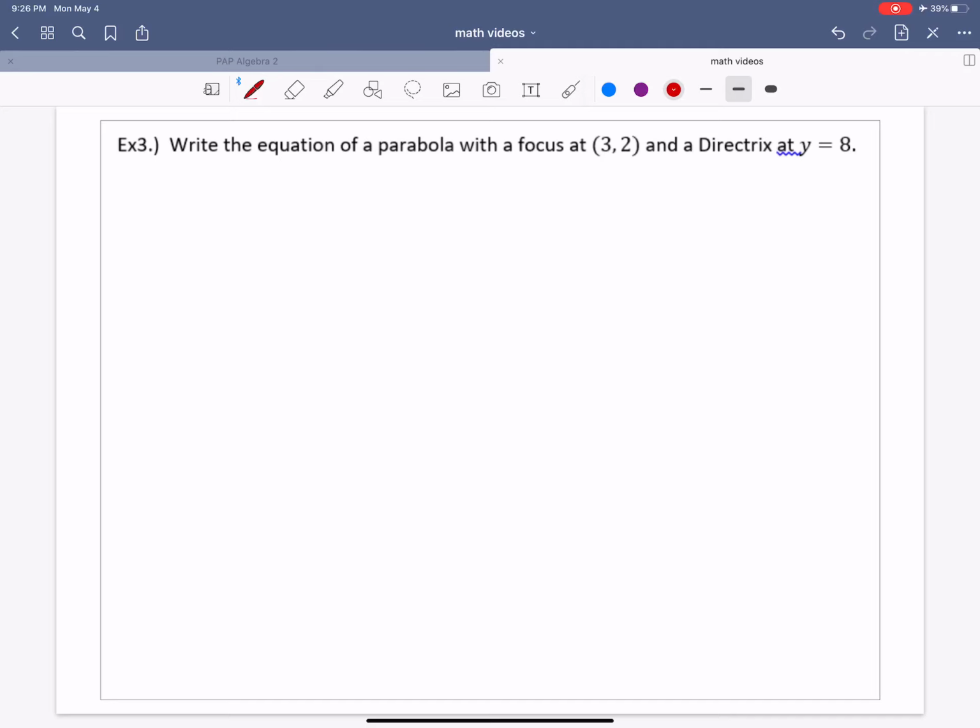Now example 3 is a little bit different. It says write the equation of a parabola with a focus at 3, 2 and a directrix at y equals 8. So half the battle in this section is you're going to be given the equation and asked to identify the attributes. But the other type of question that you're going to see is you're going to be given attributes and asked to write an equation.